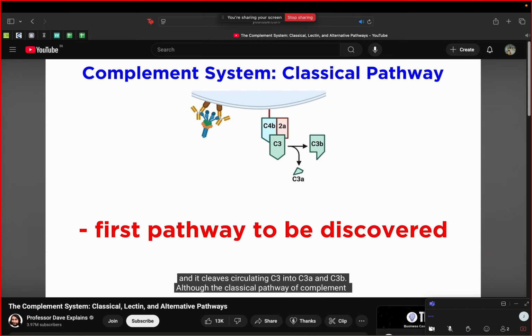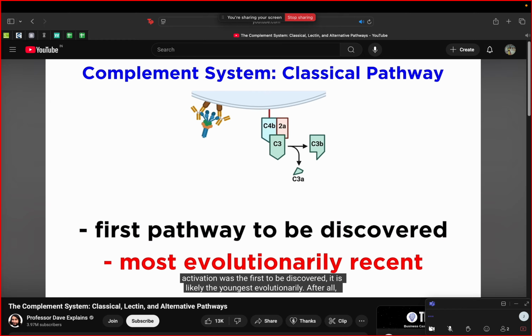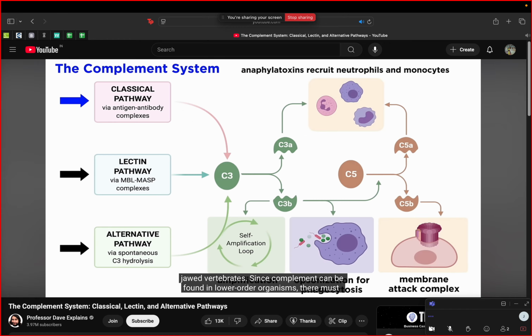Although the classical pathway of complement activation was the first to be discovered, it is likely the youngest evolutionarily. After all, it often relies on antibody recognition of pathogens, and antibodies are only found in jawed vertebrates. Since complement can be found in lower-order organisms, there must be other ways for complement to be activated.